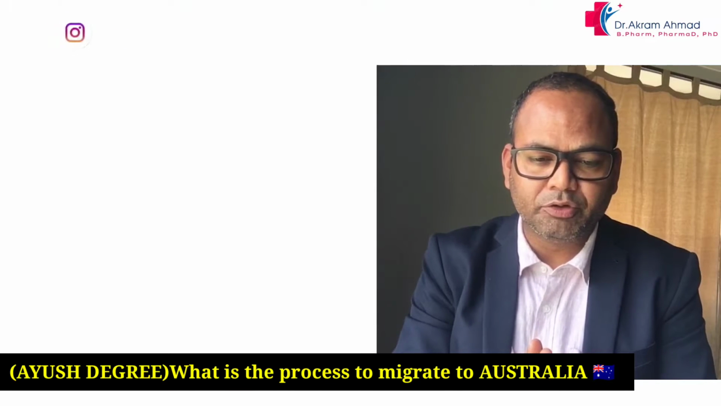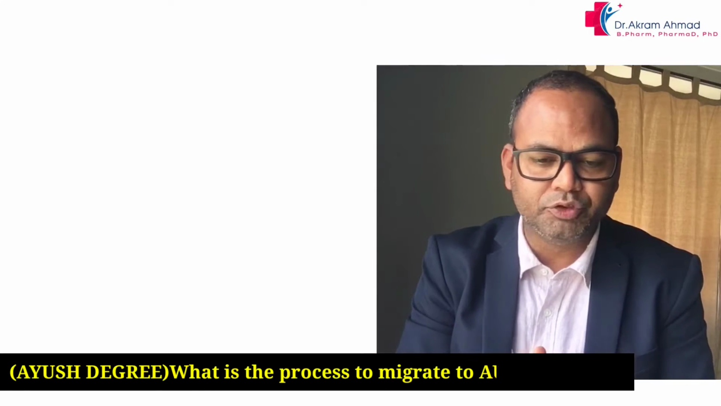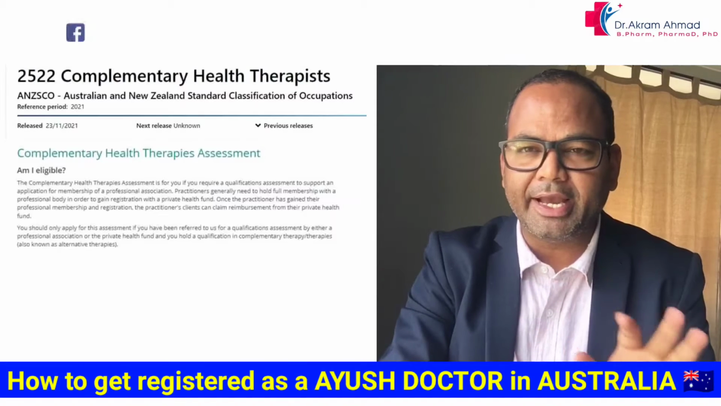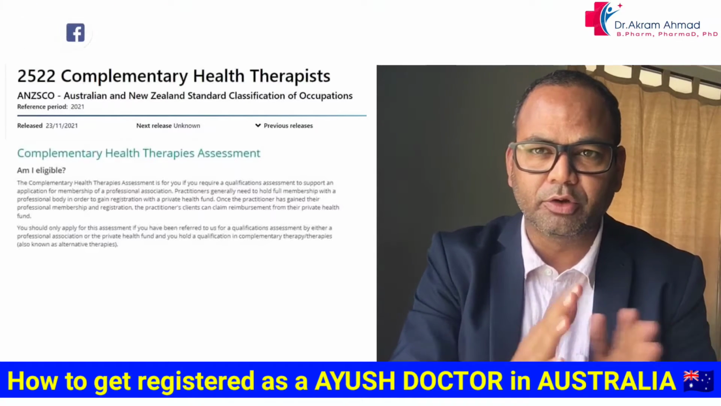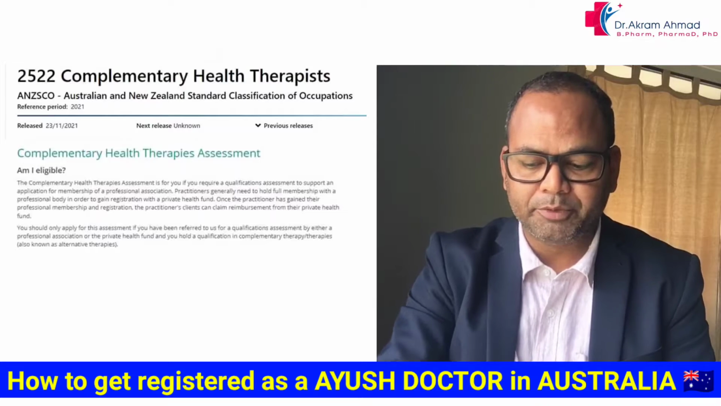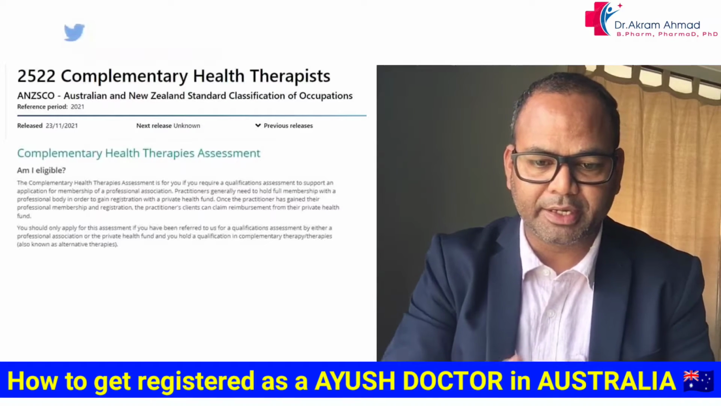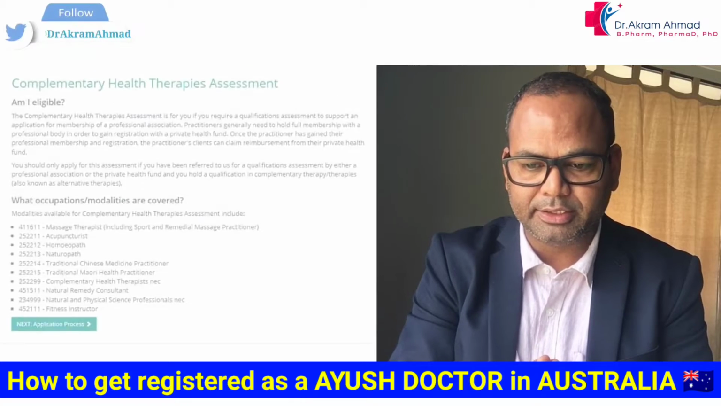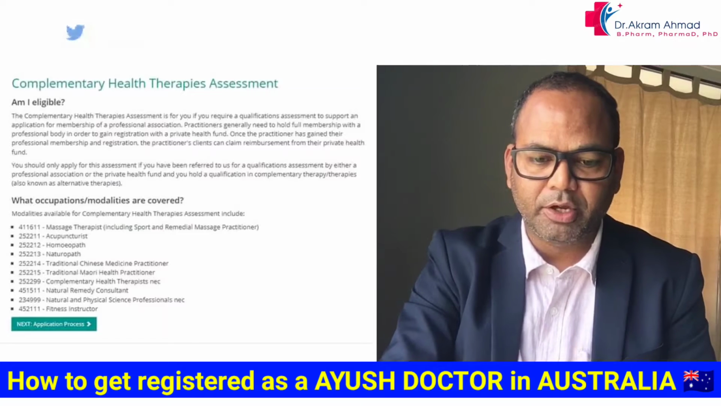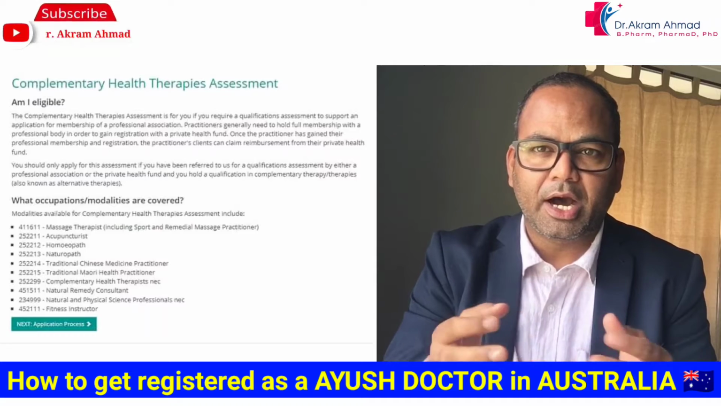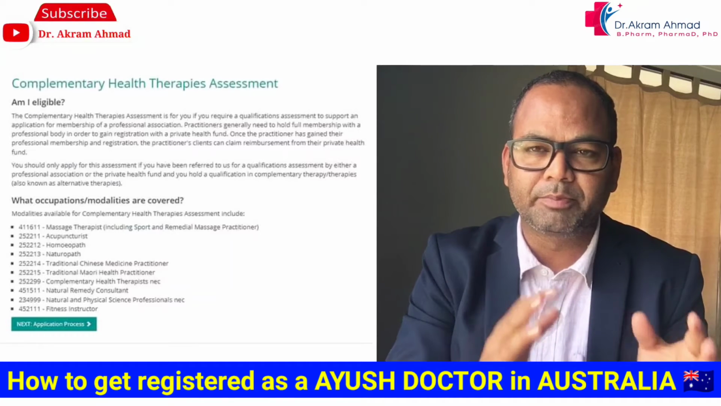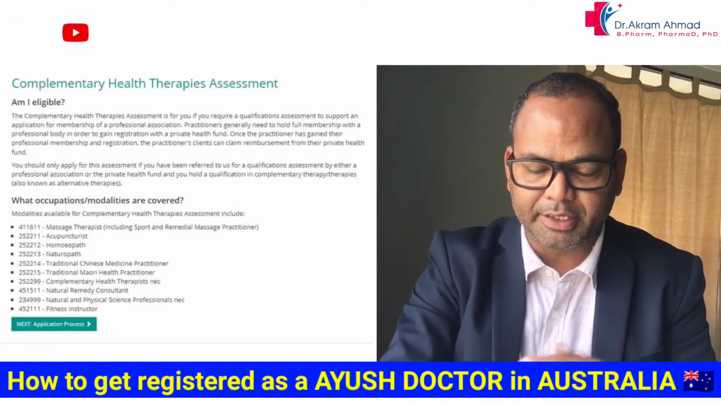So AYUSH means that you did your bachelor degree in Ayurveda, Unani, or homeopathy or BNYS, whatever degree you have in AYUSH, so you can migrate to Australia. The Australian government calls this occupation complementary health therapist. It means they include all of them, so there is no separate provision for Ayurveda or Unani or all those things, because they are not included in this visa.